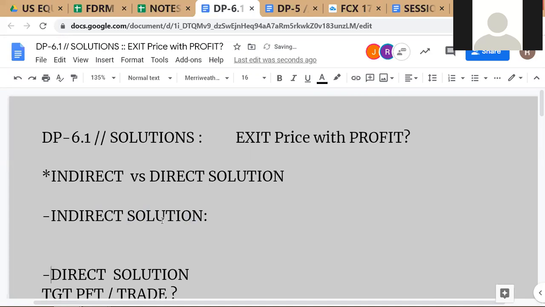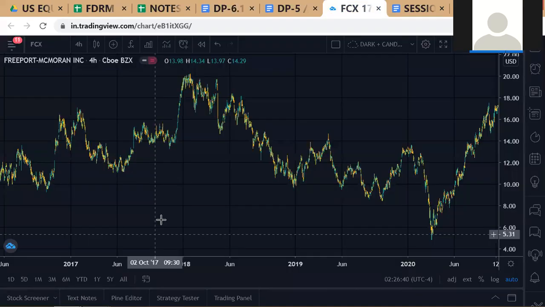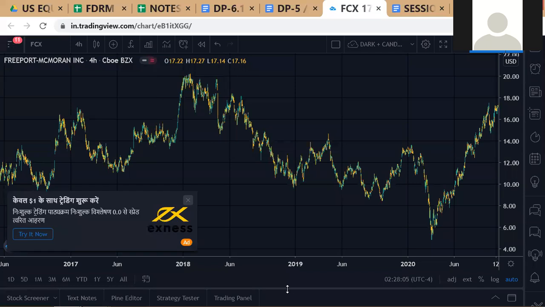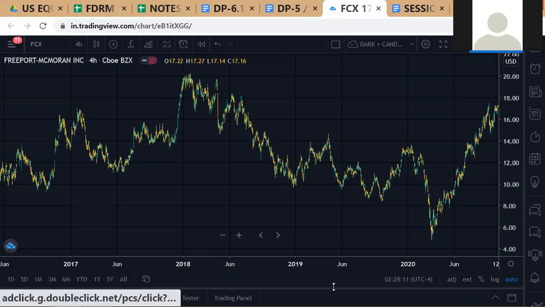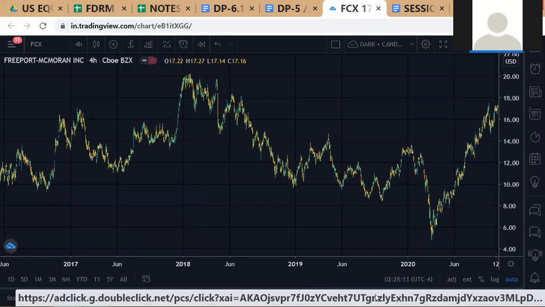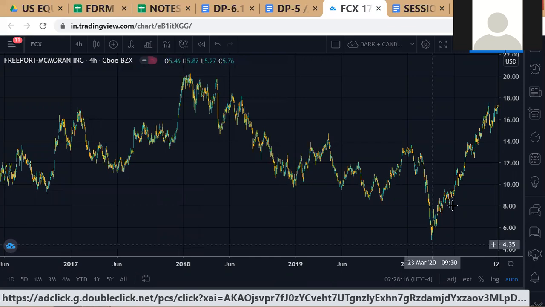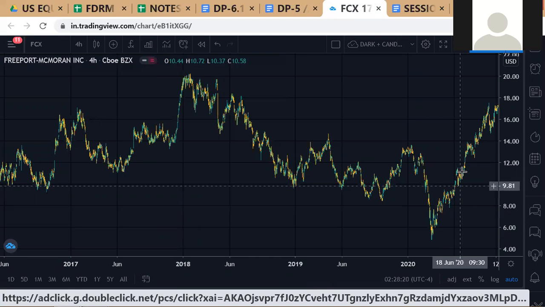The indirect solution you have already discussed. The indirect solution to this problem is the use of the trailing stop. I'm not going to discuss this in great detail because we have already discussed it. If you remember from the past sessions, even here with this 4-hour display, I can still see everything I want to see. You can see here low, high, low, high, low, high, low, high, and maybe this is the low.